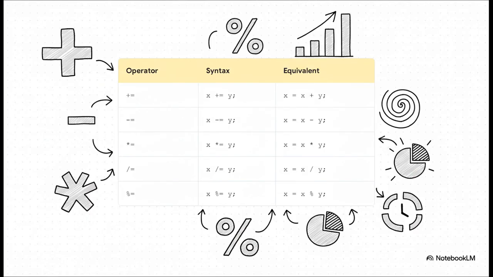Here's the whole crew. You've got plus equals for addition, minus equals for subtraction, and you can see the pattern, right? It's the same for multiplication and division. We even have modulo equals, which is super handy for finding the remainder. The pattern is the key. Whatever math symbol you see before the equals sign, that's the operation that's going to happen.